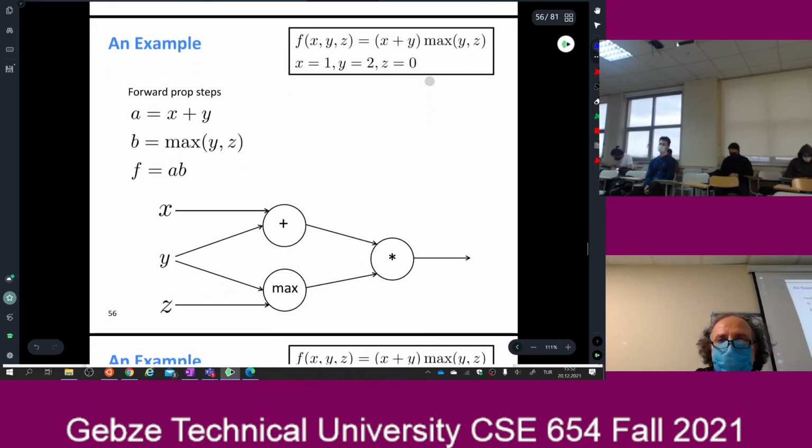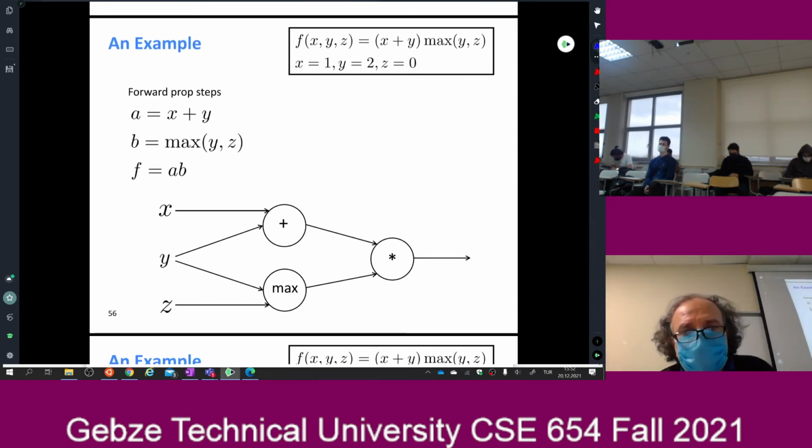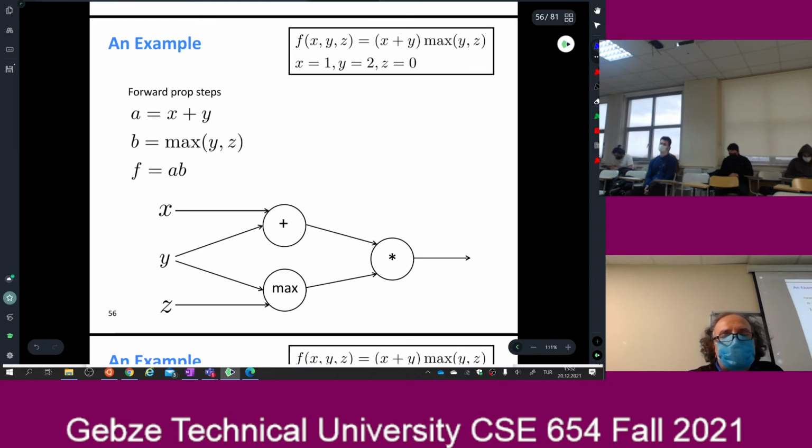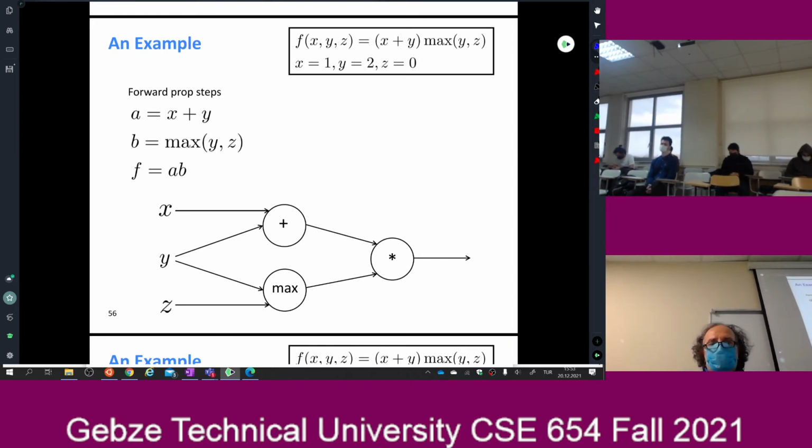This slide has a very nice example. Let's say I have a network like this. The nice thing is, it doesn't matter if these are scalars, vectors, or matrices, it's going to work the same way. The forward pass is easy to calculate: x, y, z, just add them together, choose the maximum, and then multiply. So this is f(x, y, z).